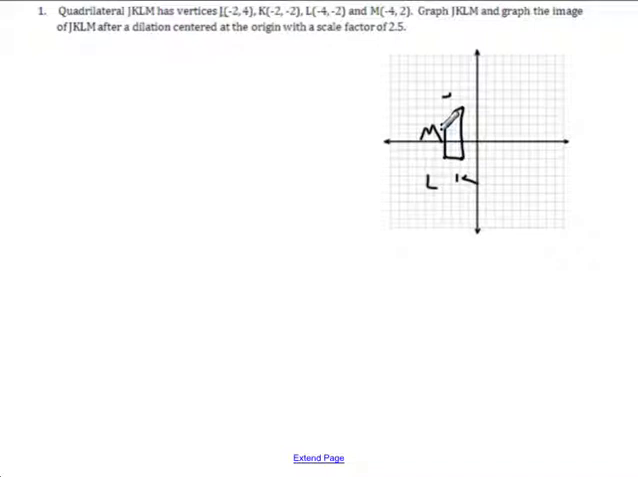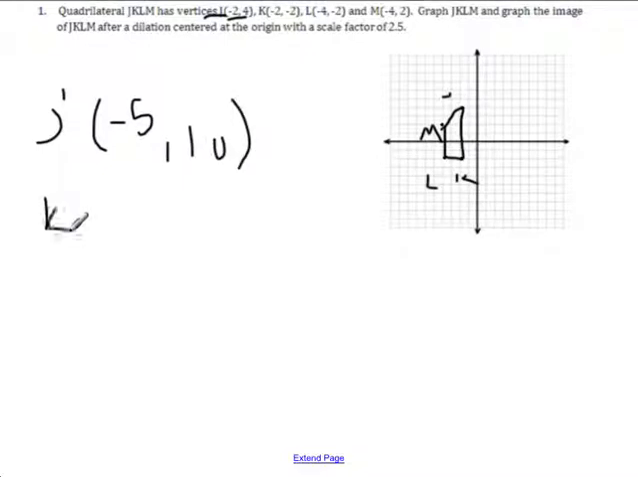So now we want to find our prime, and our scale factor is going to be 2.5. So to get our J prime, we're going to take -2 and 4 and multiply them by 2.5. Well, -2 times 2.5 is -5, and 4 times 2.5 is 10. And then K prime, -2 times 2.5, again, is -5, and so then we're going to have (-5, -5) when we multiply both those by 2.5.